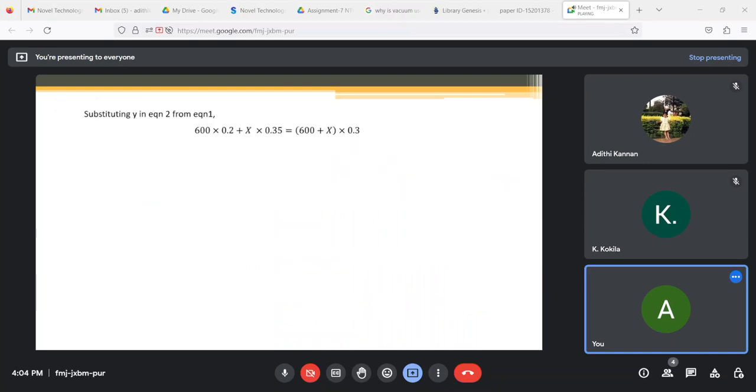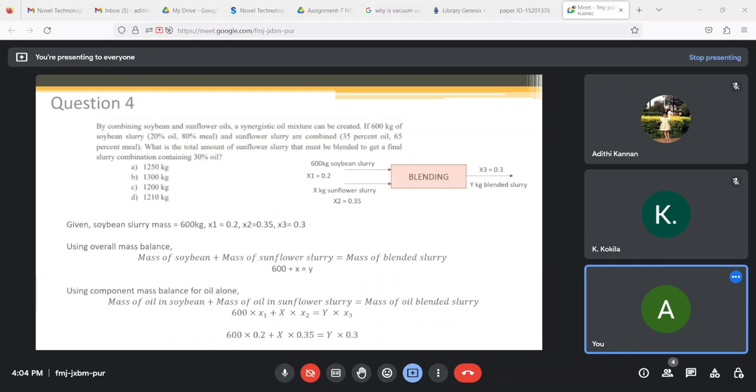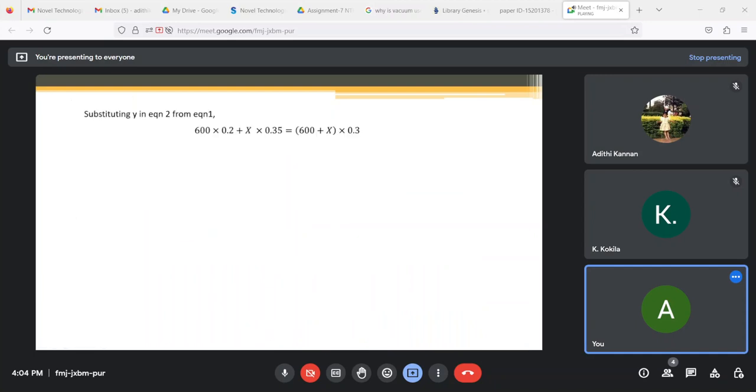Now substituting y in the equation. We have two equations: one coming from the overall mass balance and the other from the component mass balance. Both of them are in terms of x and y, so you can solve this easily. We substitute y, which is 600 plus x, in this equation. So you have 600 into 0.2 plus x into 0.35 equal to y, which is 600 plus x, into 0.3. Now you have an equation in terms of x which you can solve for.